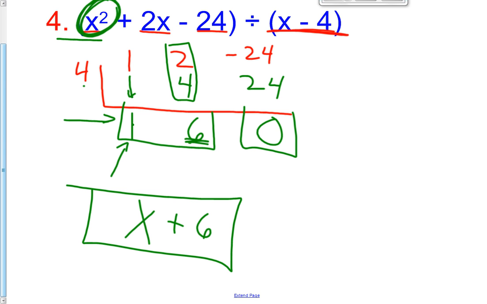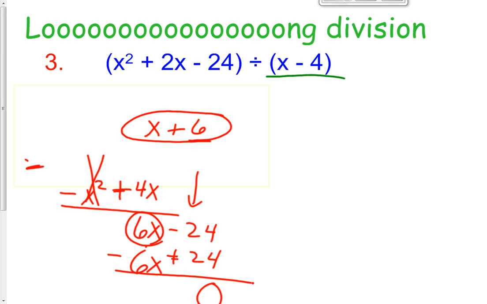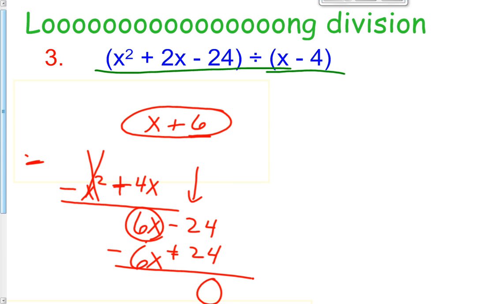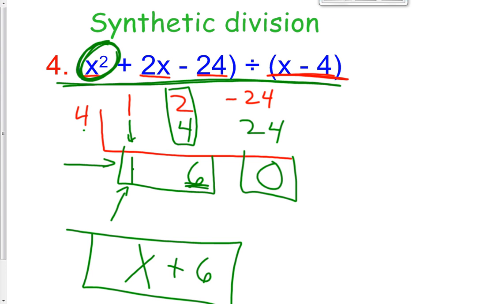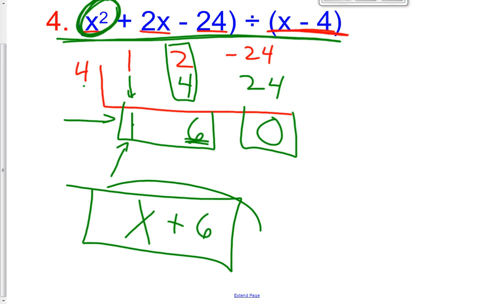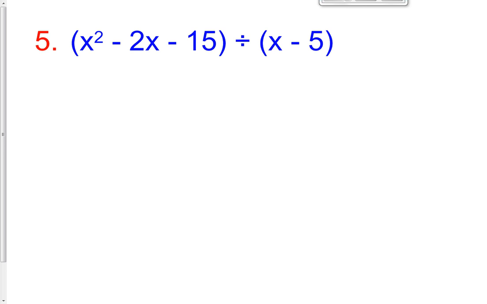And notice how this problem right here was the exact same problem as this problem. They are identical, and we got x plus 6 as our answer. So when you do this for accelerated math or for any worksheets, you can use either method, long division or synthetic division. For the rest of our notes, I'm going to finish this out with synthetic division because I'm going to show you how quick and easy it is once we get going and once we learn the process.